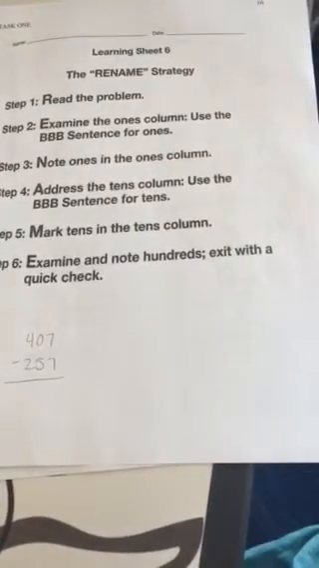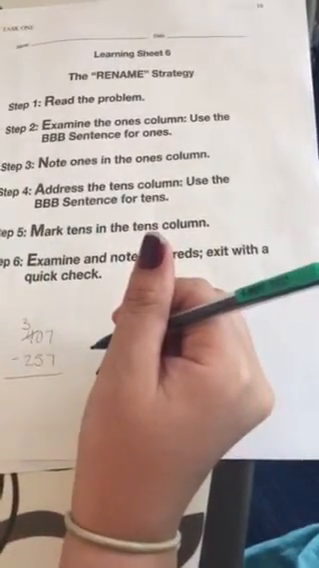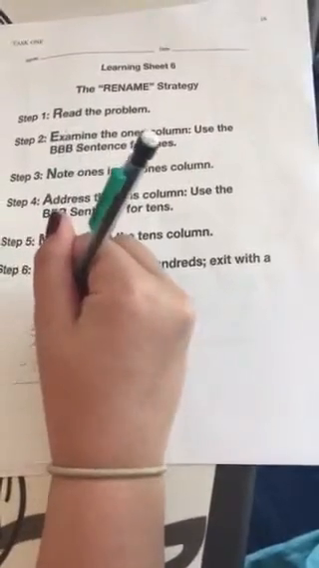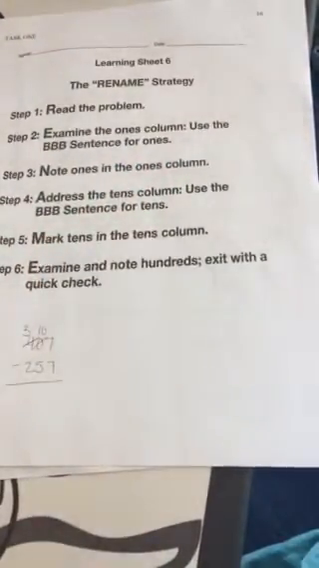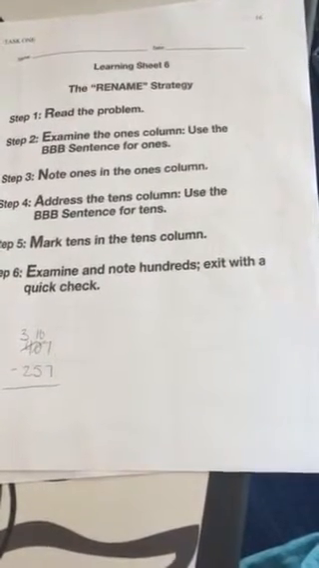I will break down one of my hundreds, cross out the 4, and write a 3, and add 10 ones to the 0 tens. Cross out your 0 and write a 10. And I'll end up with 10 tens. I want you to write this on your learning sheet too.